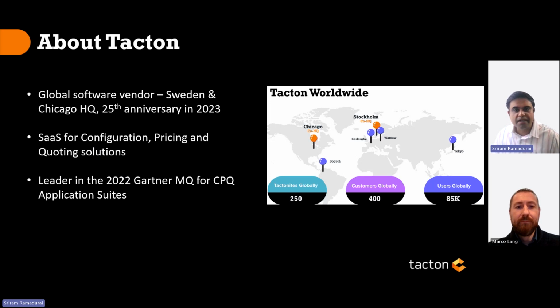Our flagship product is Tacton CPQ, which is an enterprise-level SaaS software product for configuration, pricing, and quoting solutions, and it's targeted towards the complex manufacturing sector. We're also proud to be recognized by many industry analysts, and most recently as a leader by Gartner in the 2022 Gartner Magic Quadrant for CPQ application suites.